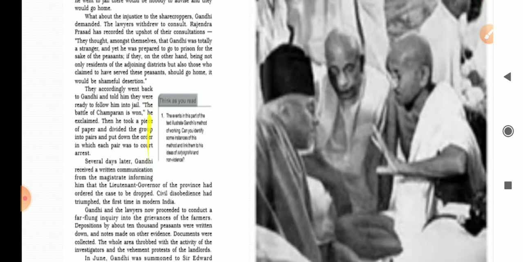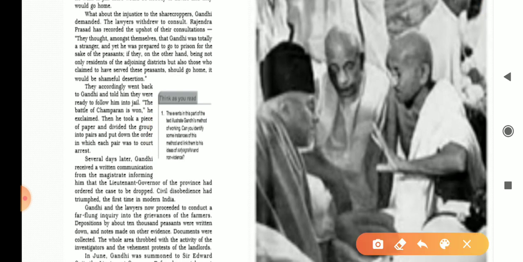Now, after several days, Gandhiji received a written communication from the British government saying that the case against Gandhiji was dropped. So this was the first victory of the civil disobedience movement in Champaran. Now, what happened to the case of the sharecroppers? Whether they got their money back or not, we'll see in the next video.